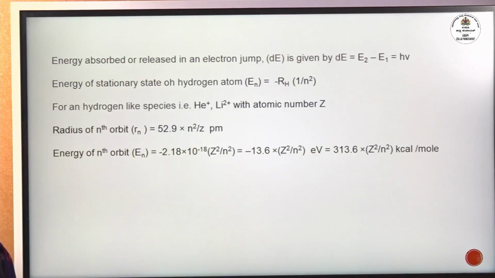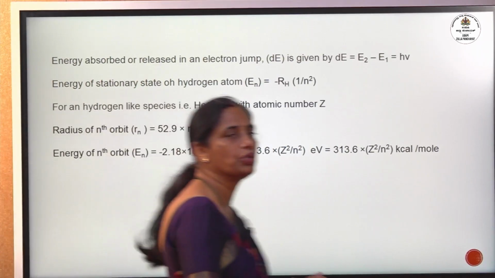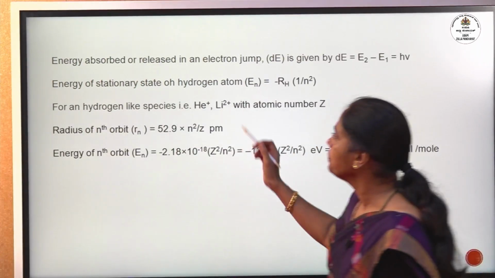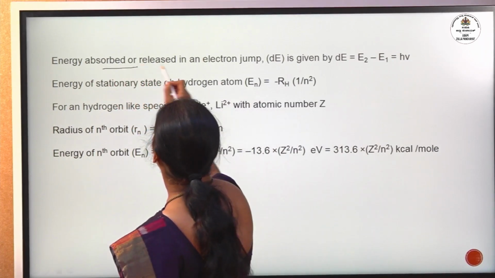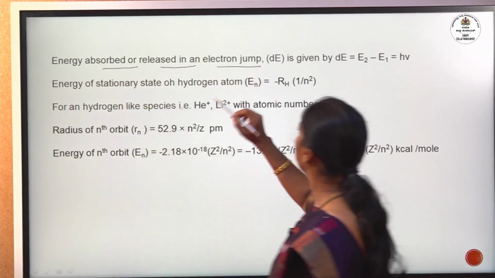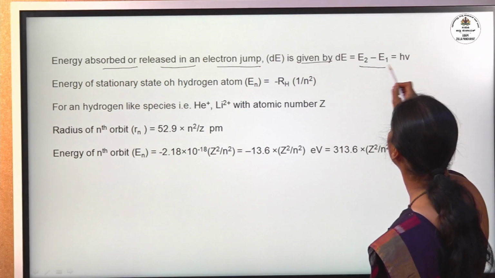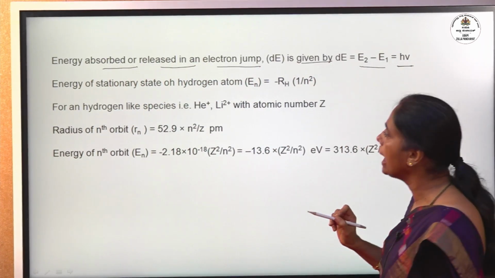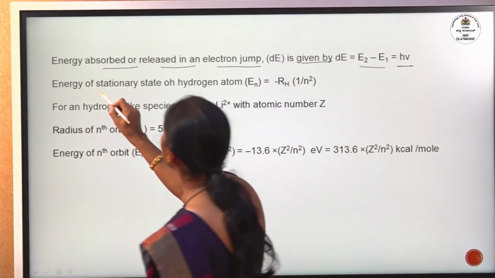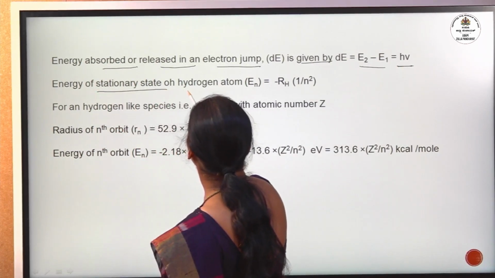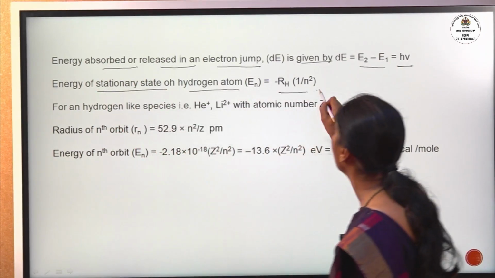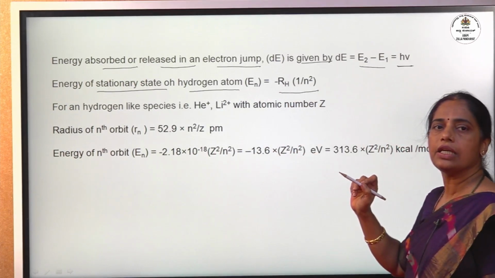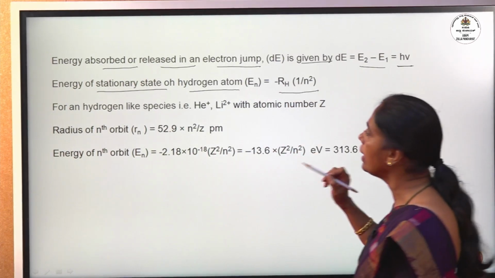Next we will see some of the important formulas which are related to the hydrogen spectrum. Now the energy absorbed or released in an electron jump is given by E2 minus E1, which is equal to h nu. The energy of a stationary state of the hydrogen atom is minus RH into 1 by n square.